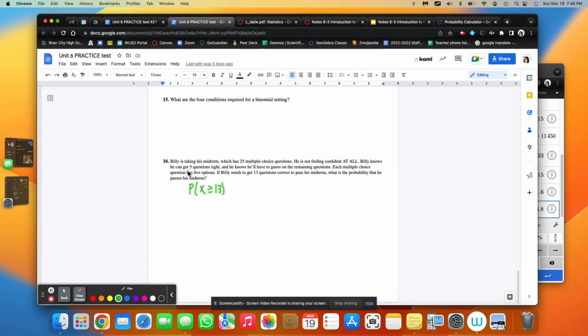One thing we have to consider is that he's going to get 5 questions right, so really, he only has to get 8 more questions right. The test has 25 multiple choice questions, so n is 25, but since he knows he's going to get 5 questions right, we subtract that from the total, which means n is going to be 20 in this case. For the probability, it's multiple choice with 5 options, so if he's completely guessing, he has a 1 in 5 shot of guessing correct. Now we're going to use this information to figure out the probability that he'll pass the midterm.